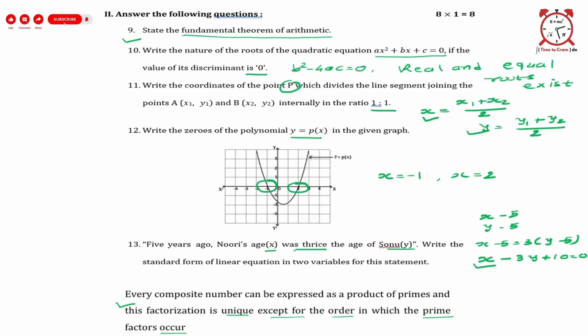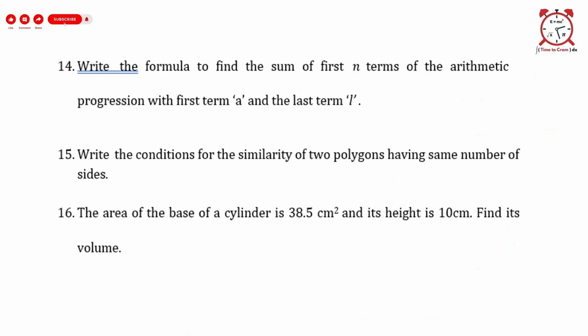Next question. Write the formula to find the sum of first n terms of arithmetic progression with first term a and the last term l. So we know that the formula is the sum of nth terms for arithmetic progression.